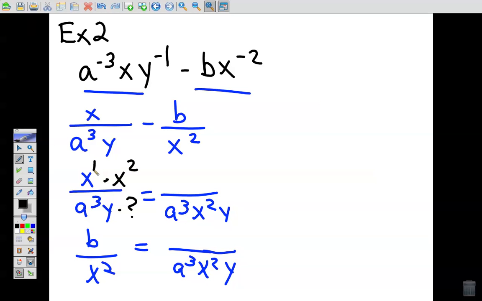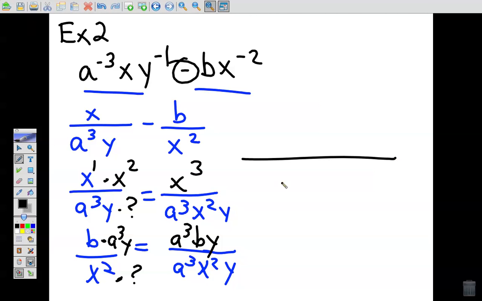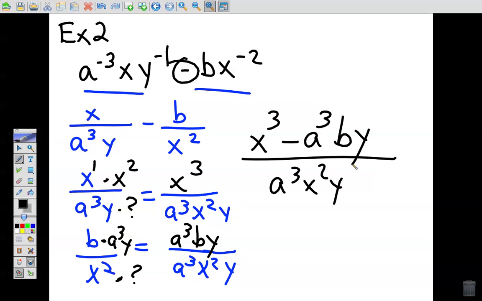Let's see, we're multiplying two powers, you add the exponents. Now on the bottom, what am I multiplying by to get that? Well, I've got an x squared, I need an a cubed, and I need a y. And that gives me an a cubed b y. Now let's subtract them. So let's put it over our common denominator of a cubed x squared y. So I have x cubed minus a cubed b y. Now, do I have all positive exponents? And we do. So in this particular case, we're done.